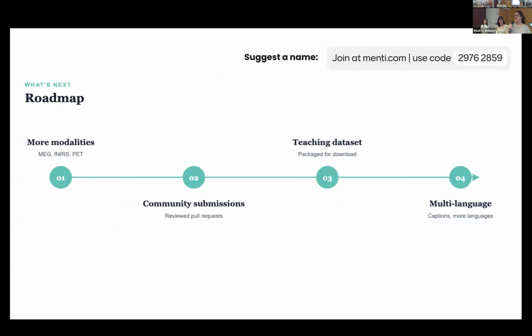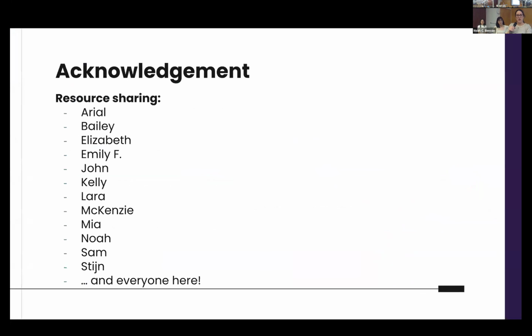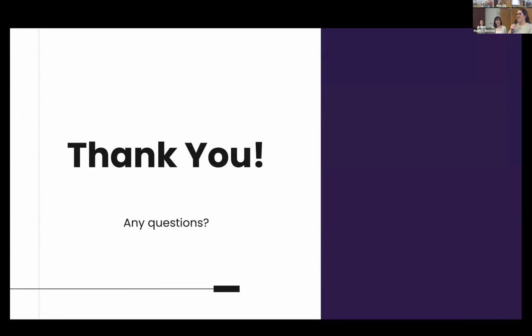We'd love to include a teaching data set, because it was really hard to find a lot of this data open source that people can practice on. And we would like to make it a little more comprehensive for everyone. Thank you to all these people who shared their resources with us. You could be on here if you shared your resources. We would greatly appreciate it. Thank you.